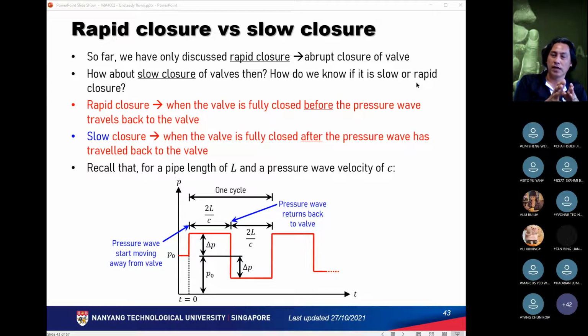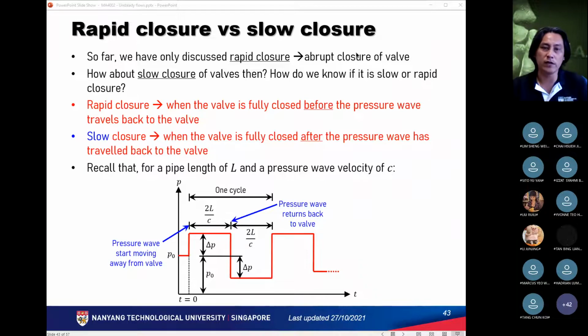But what happens to the water hammer effect if the valve is not closed that rapidly? Let's say, instead of shutting off the valve in half a second, I take my own sweet time and close the valve using 2 seconds or even 3 seconds. So what we're going to do today is to compare the differences between what we call a rapid valve closure and a slow valve closure, and see whether the water hammer pressure is going to be that high or much lower.